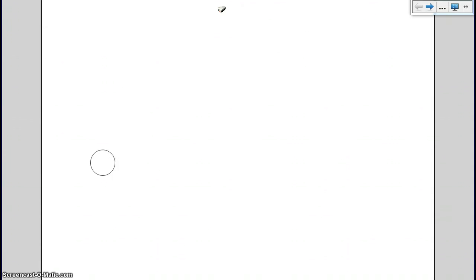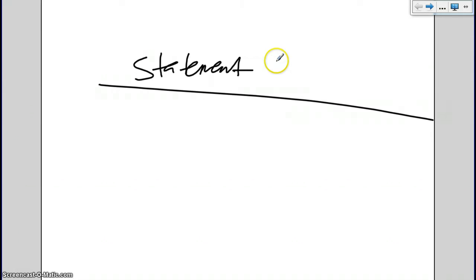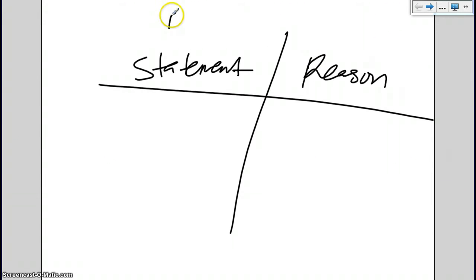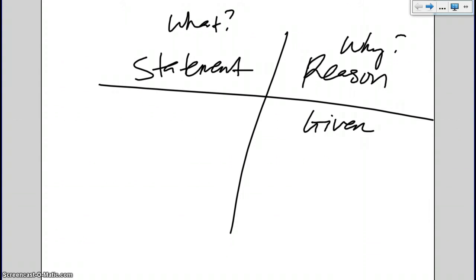Remember, a proof has a statement and a reason. This is what you know and why you know it. So remember that whenever you do a proof, you start off with what you're given, and that's always first. Okay? Then you start listing the things you know, and you end with what you need to prove.